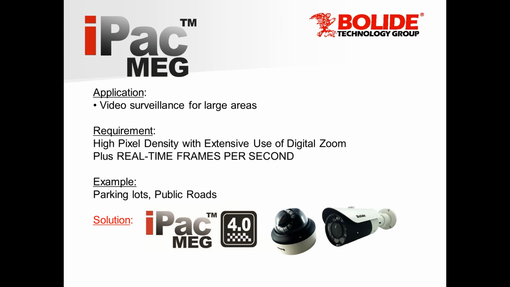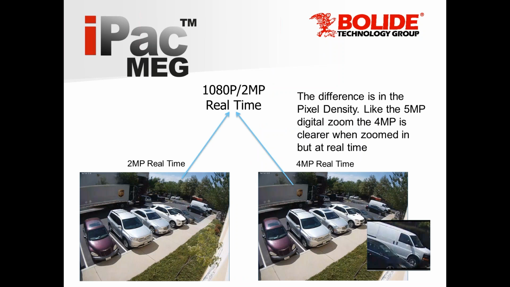Our solution is our iPac 4-megapixel line. Why so? Just like our 5-megapixel, you get the high density, but in real time, just like you would with a 2-megapixel. As you can see there, you don't lose any picture quality when zooming, or not much at least, and you get to keep real-time playback and real-time live video as well.